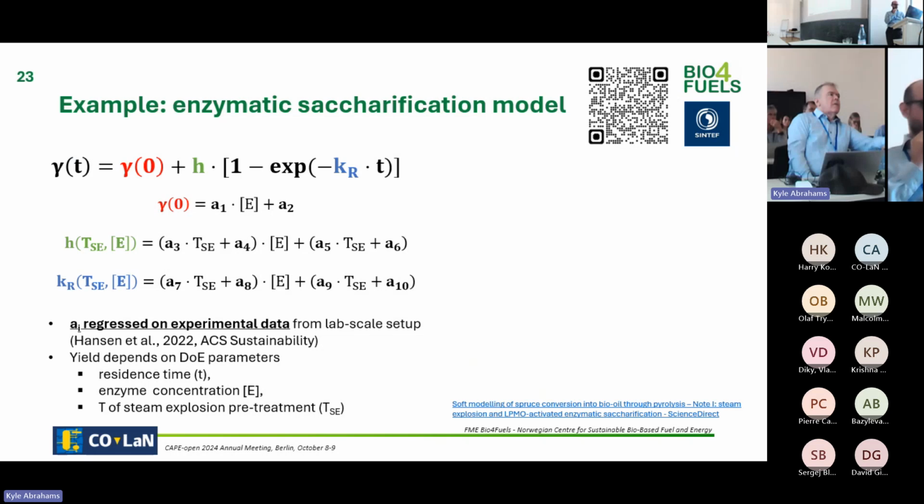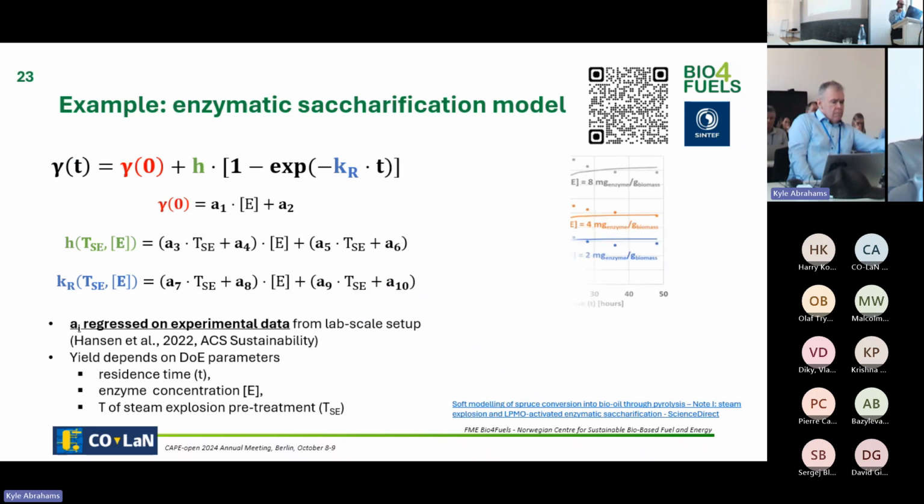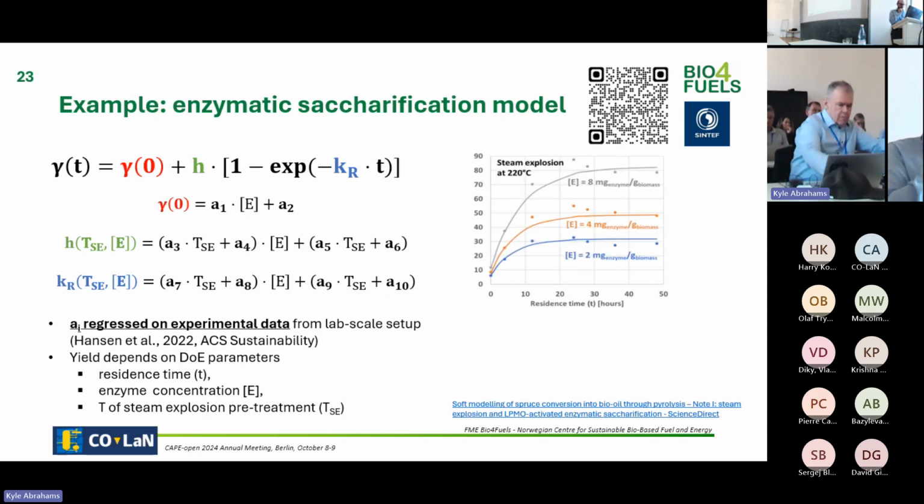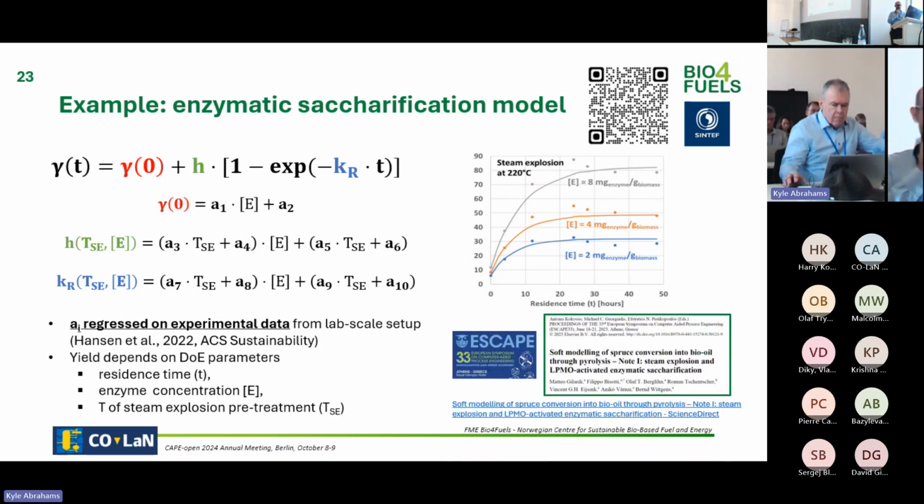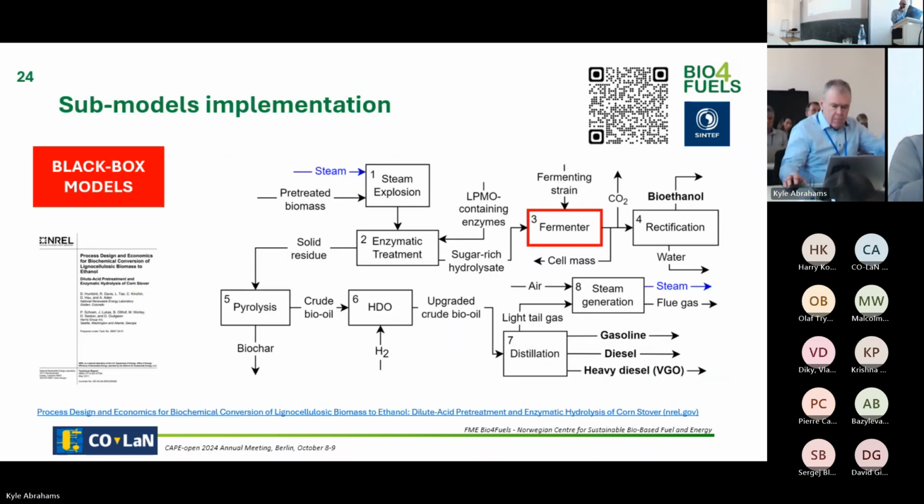And these parameters are essentially a function of the steam explosion temperature, which is the step before the enzymatic saccharification, and also the concentration of the enzymes. So we regressed these coefficients to get a proper understanding of the system. And finally, we got something like that. And this one is also published at ESCAPE 33, so you can retrieve the model there. And as I mentioned, for the fermentation, we used a black box model.